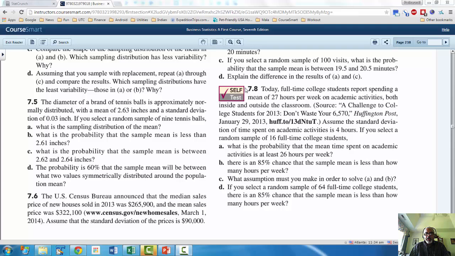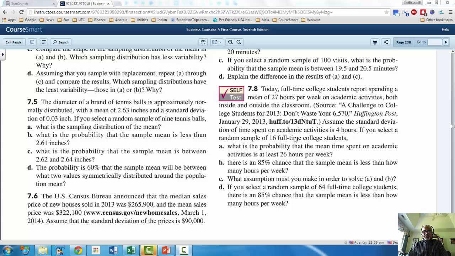We're going to work problem number 7.8 in this Excel example. Today, full-time college students report spending a mean of 27 hours per week on academic activities, both inside and outside the classroom. Assume the standard deviation is 4 hours. So 27 is the mean, 4 hours is the standard deviation for the population, which is defined as the number of hours spent on academic activities.